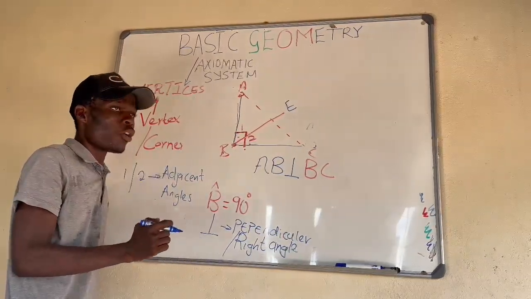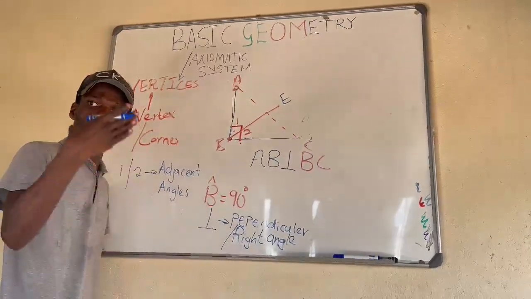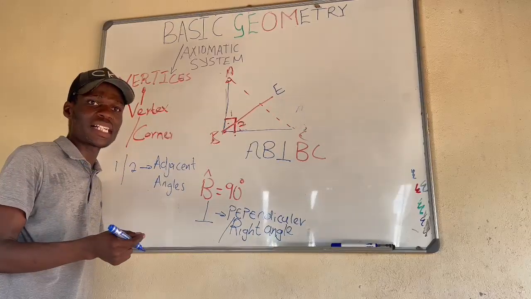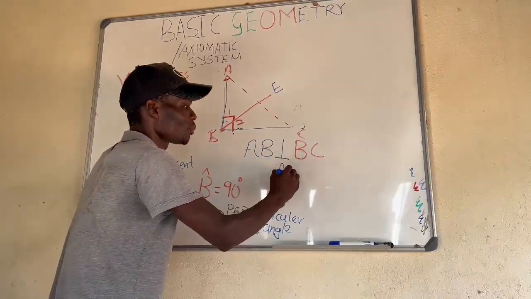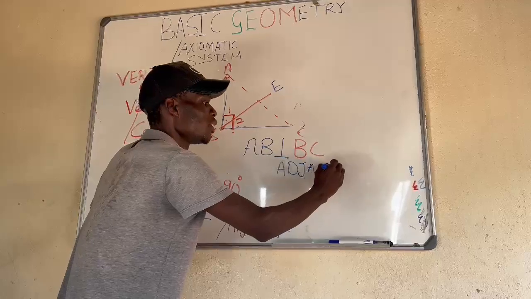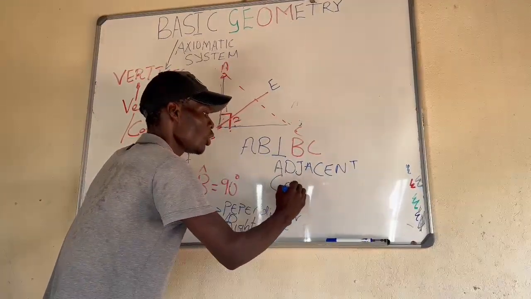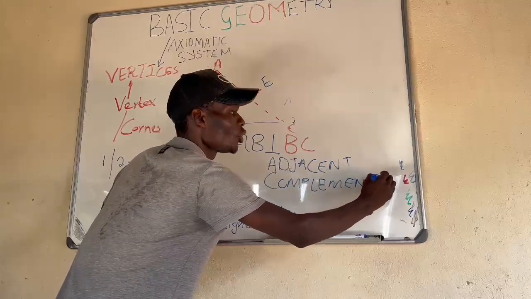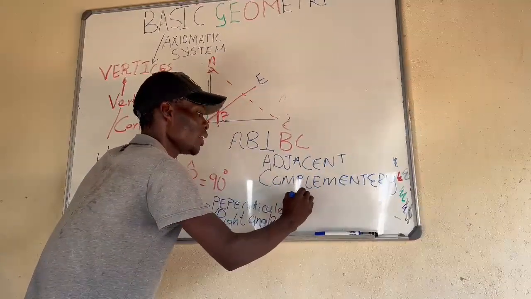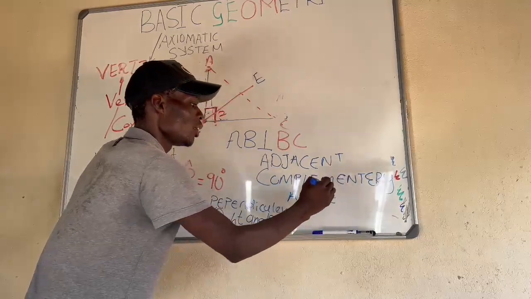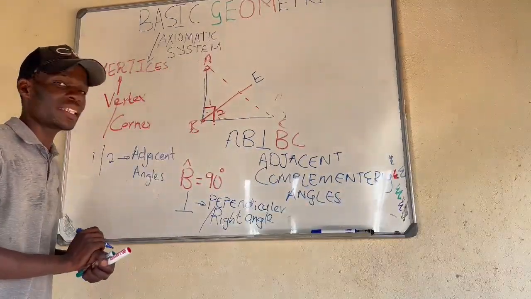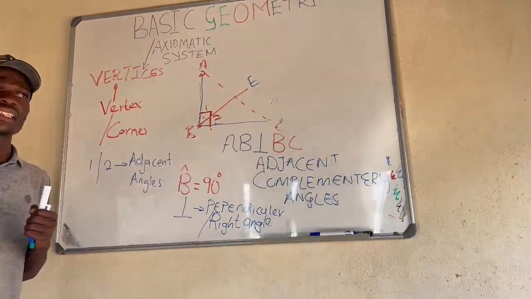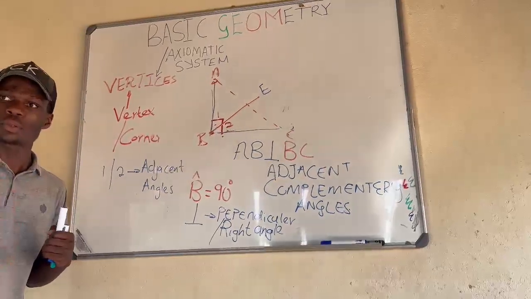Therefore, in this case, we call them adjacent complementary angles, right? Adjacent complementary angles. Complementary angles are angles that add up to 90.